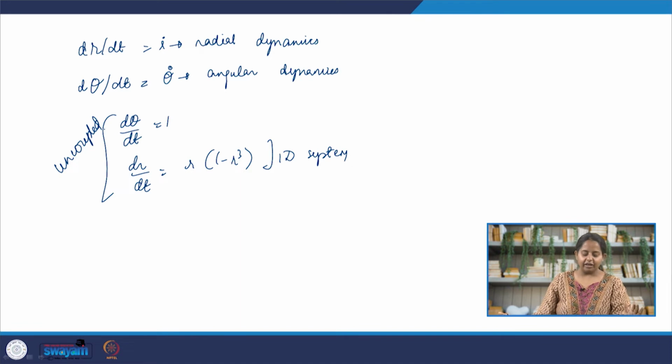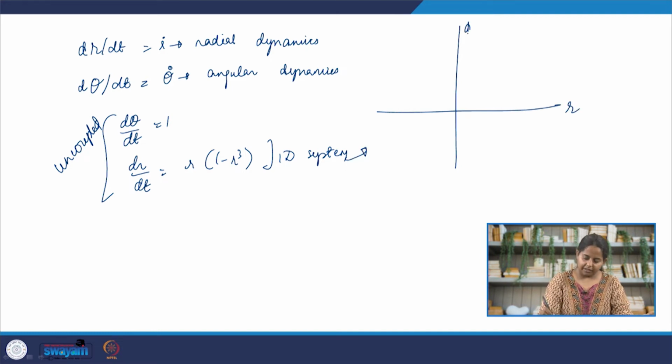So when we look at how radius is changing with time, r(1 minus r cube), it can be treated as a 1D system. So let us draw the phase portrait of this system. If you remember 1D system phase portraits, what we do is we look at the variable on x-axis, and the velocity, the rate at which the variable is changing, which in this case is the rate at which the radius is changing, or radial dynamics, on y-axis. And now we are going to draw the phase portrait.